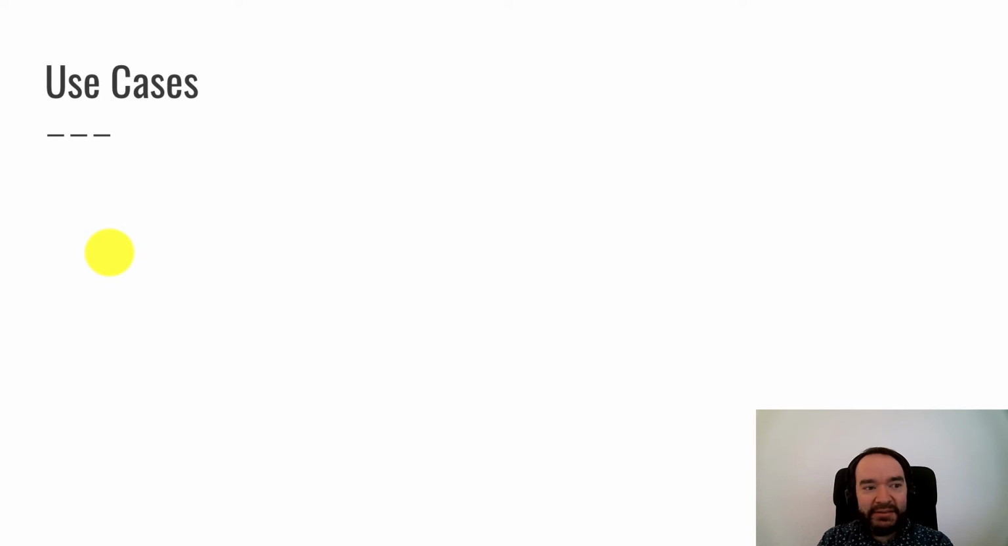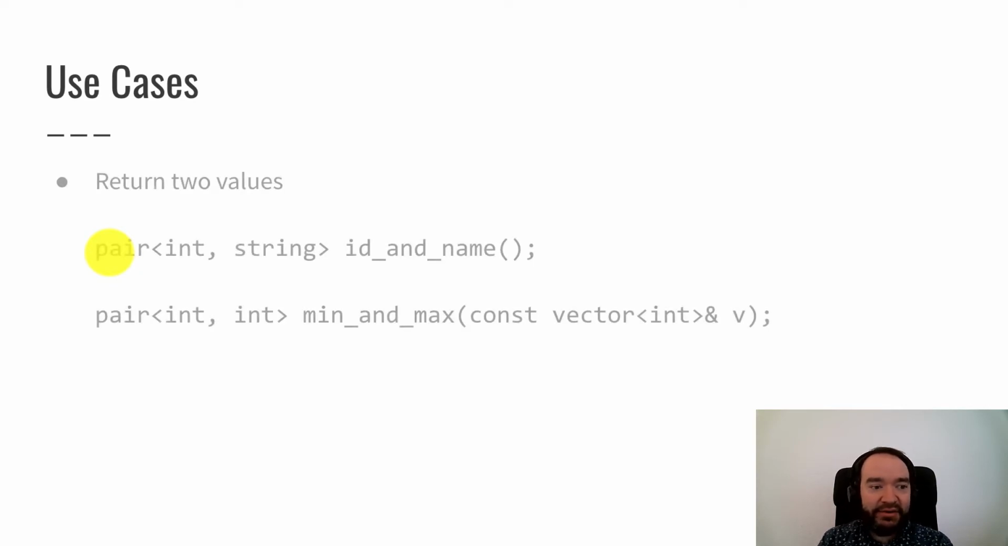Let's give some examples of some use cases. Why would you ever use this? One is it's a convenient way to return two values. As you may know, in C++, you're not allowed to return more than one value. Some other programming languages allow you to do that, return multiple objects, but not C++. You can only return one object. So a workaround, if you want to return two pieces of information, is to return a pair that has those two pieces of information.